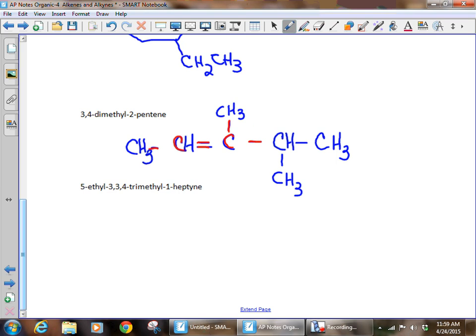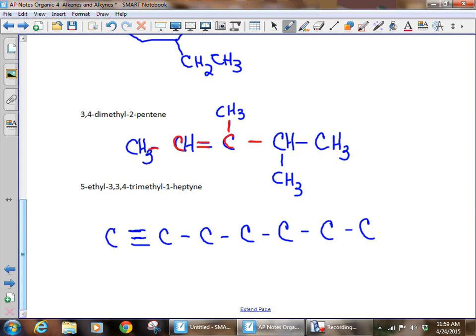It's heptyne, and it's 1-heptyne. So first of all, I'm going to write down my 7 carbons. And it's 1-heptyne. So first of all, what kind of bond would it have in it? Hopefully you said a triple bond. And that triple bond is going to come off of the first carbon and start off that first carbon. And now I simply funnel in all the other pieces.